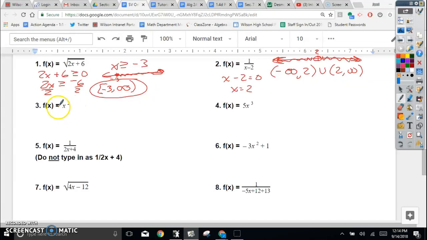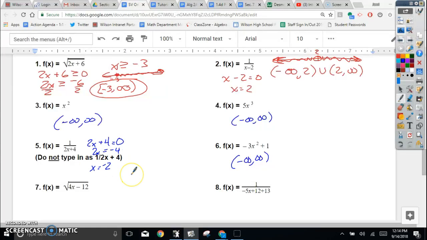All right. Second row here. X squared, no division, no square roots. So, just like the one we spoke about, that's all real numbers. Same thing here. Same thing here. Now, in 5, we have 2x plus 4 on the bottom. So that means I can't have 0 in the denominator. So we get 2x is equal to negative 4. X is equal to negative 2. So it looks like everything works except for that negative 2 value. Remember the number line idea, right? So open circle at negative 2, but everything else will work.